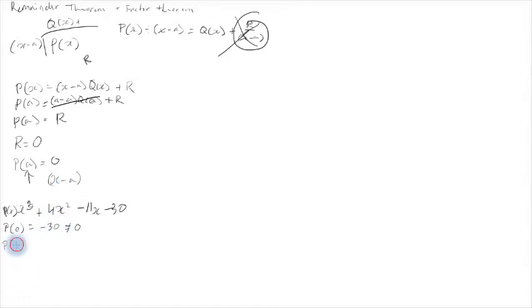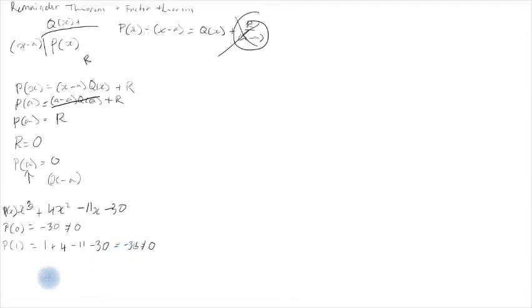Let's try 1. If we try 1, we've got 1 cubed, so that's 1. 4 times 1 squared, that's 4, minus 11 times 1, minus 30. Now we've got 5, take away 11, that's negative 6, take away 30, negative 36. That's obviously not going to be 0 either.